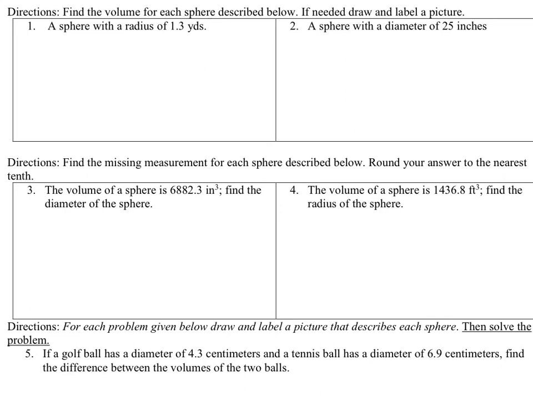Find the volume of each sphere described below. If needed, draw and label a picture. We don't need the pictures, but here we go. The volume is 4 times pi times the radius cubed, all over 3. And right here it gave us the radius of 1.3. So I'll fill that in, 1.3. And I can plug this directly into the calculator to find the volume. I've got 9.2 yards cubed.